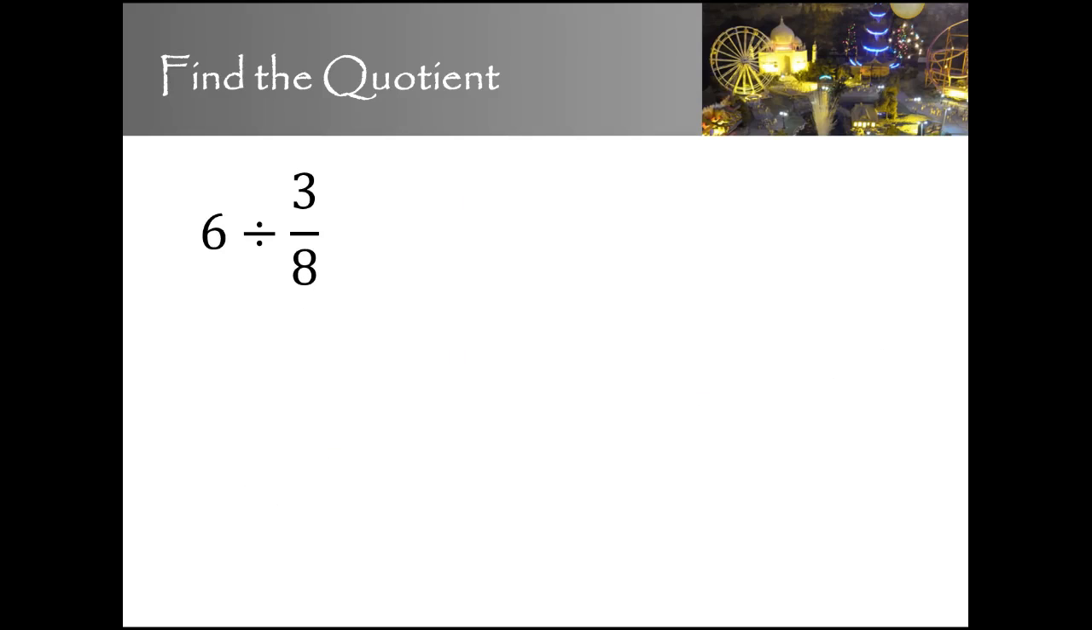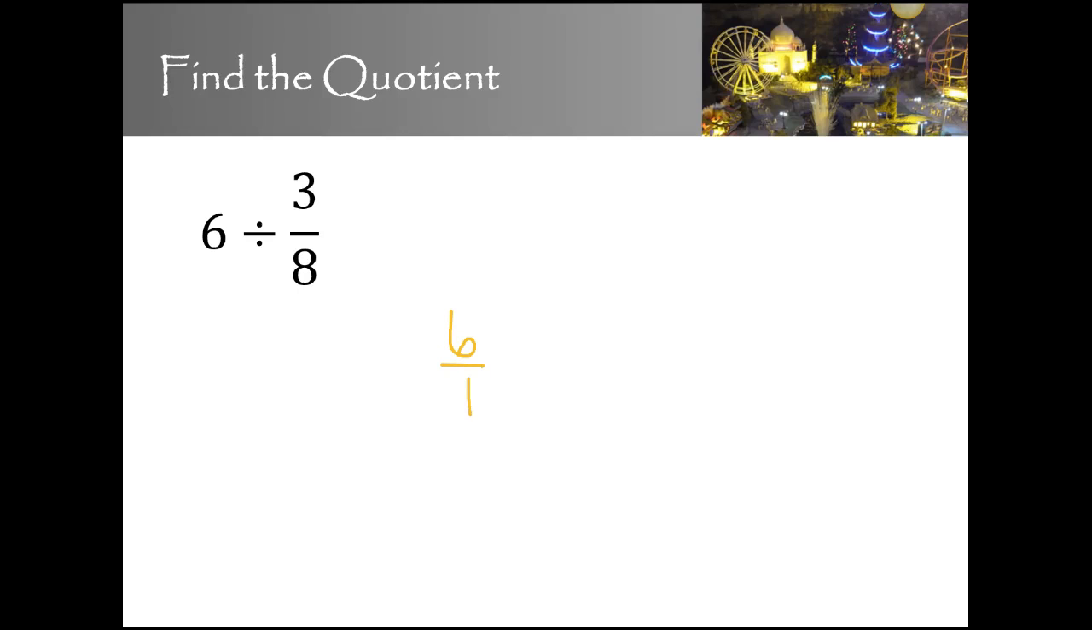To solve 6 divided by 3/8, I'm just going to use the algorithm. We always leave the first fraction or number alone. That's because this is our starting point. It is the amount that we are going to divide up, so we never change that. I'll go ahead and write 6 over 1.